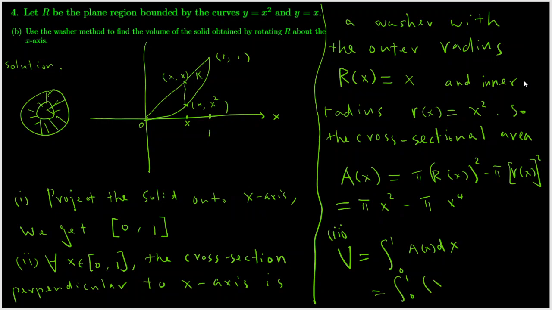In brackets, you have pi times x squared minus pi times x to the power 4, integrate. The integral is super easy to compute. Pi is a constant, everything is a power function, right? I will stop here.